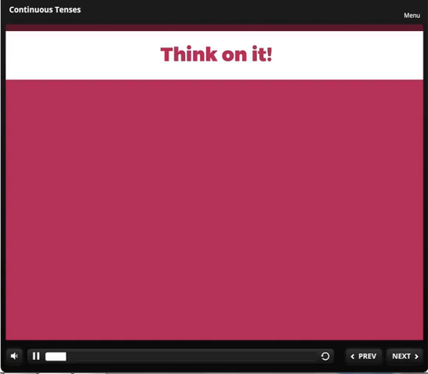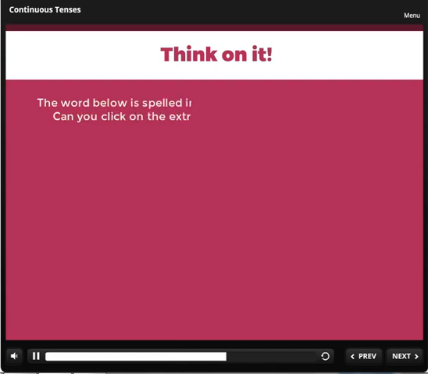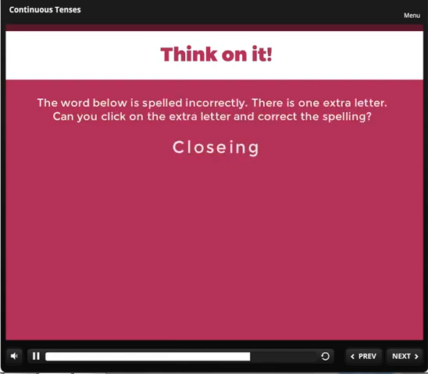The first step to making continuous tenses is to add ing to the end of the main verb. However, we sometimes need to put in a little extra effort. The word below is spelled incorrectly. There is one extra letter. Can you click the extra letter and correct the spelling?